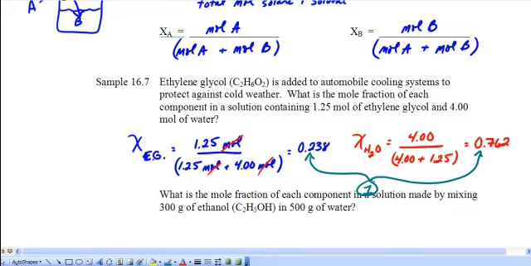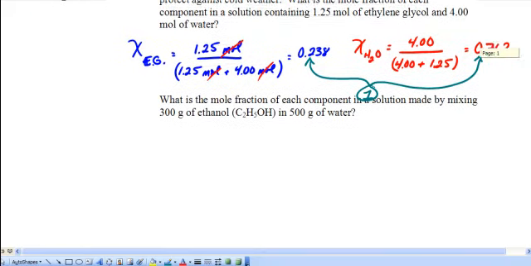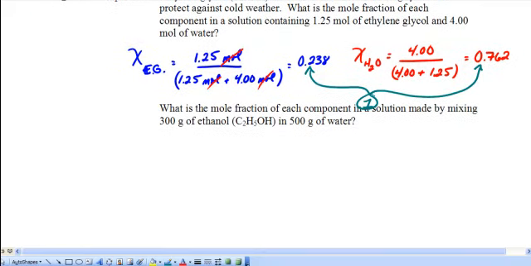Alright, let's try one more. What is the mole fraction of each component in a solution made by mixing 300 grams of ethanol in 500 grams of water? Well, again, you still have to do this in terms of moles, so we're going to have to change the grams of ethanol into moles as we will with the water. So let's go ahead and do the ethanol first. We have 300 grams of ethanol.